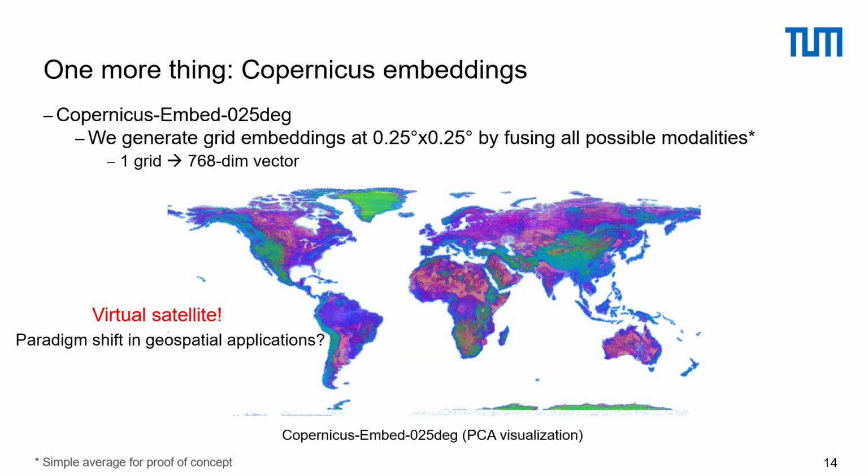Last but not least, we introduce a global embedding dataset. For each grid cell in Copernicus pre-train, we fuse Copernicus FM embeddings across all available modalities into one embedding vector, counting towards 310,000 vectors for the globe.